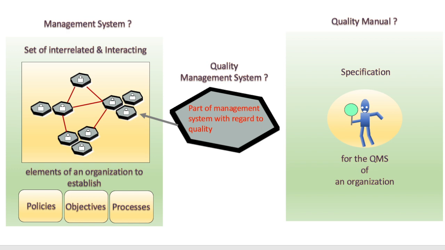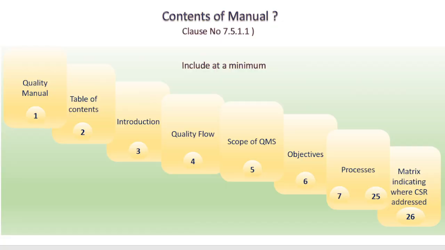Now, what is a quality manual? It's only a specification, similar to any specification you have for your product. Whenever you are verifying, checking or reviewing your product, you will refer to that specification. Similarly, whenever you review your quality management system, you should have a specification. So that is what a quality manual is. A quality manual is a specification for your quality management system.